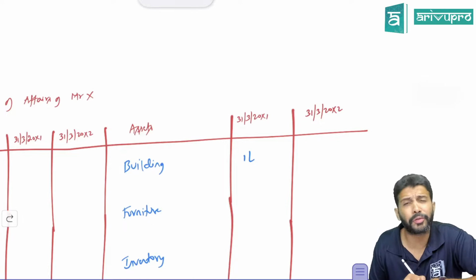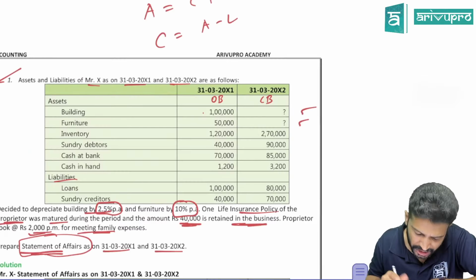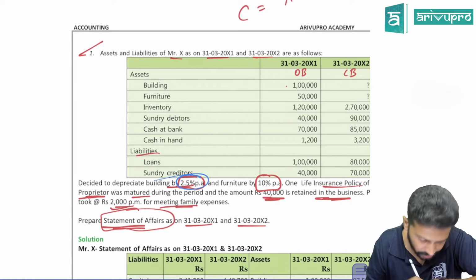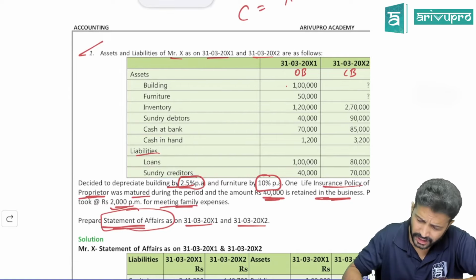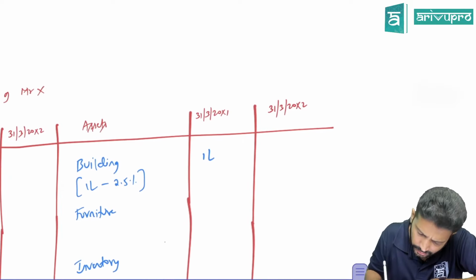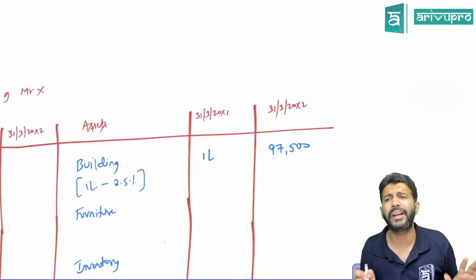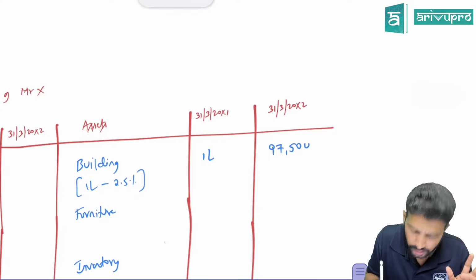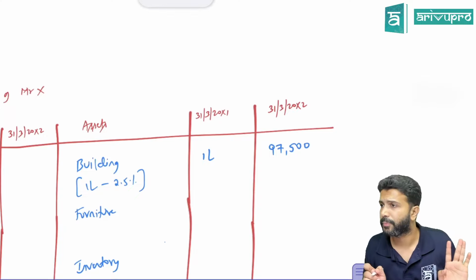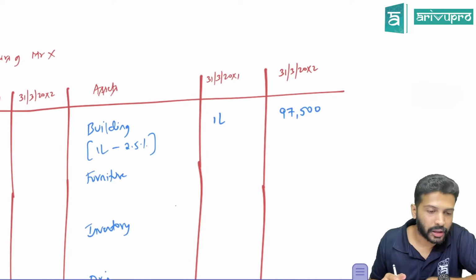How about the 31st March 20x2 value? Is it given, or we have to find out? We have to find out. They told you to depreciate building by how much percentage, sir? 2.5%. That means, can I do 1 lakh minus 2.5%? How much is that? 97. Fine. That is the closing balance of the building. Everybody okay, no? Directly I've taken. Is that okay with you? Clear, sir? Okay.